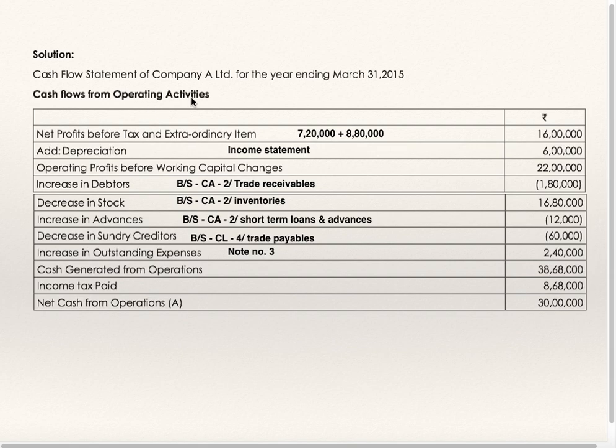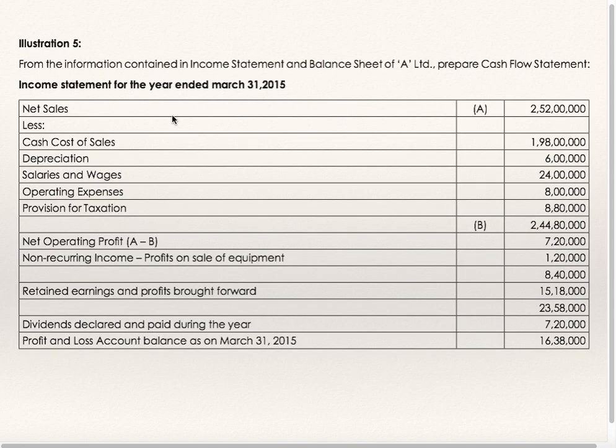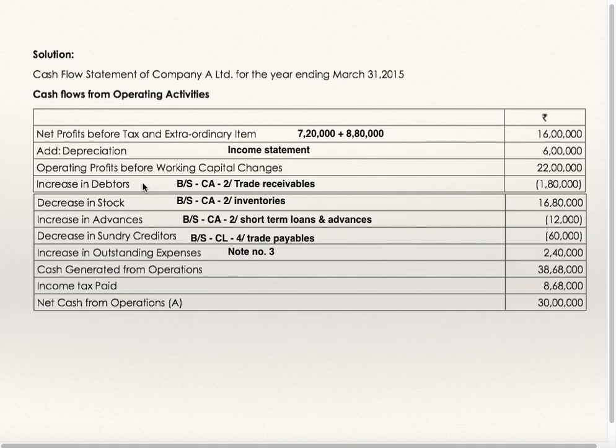Cash flow from operating activities. Cash flow statement of Company A Limited for the year ending 31st March 15. Net profit before tax and extraordinary item 16 lakhs. I have told you. Go to income statement. Operating profit is 7,20,000. Add a provision for taxation. Then you will get net profit before tax and extraordinary item 16 lakhs. 7,20,000 plus 8,80,000.